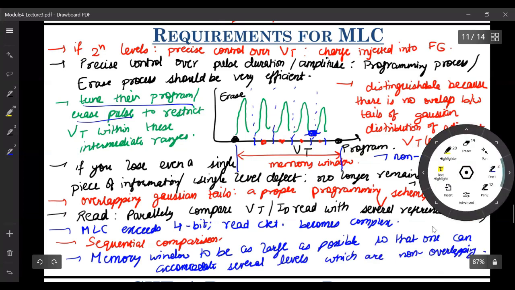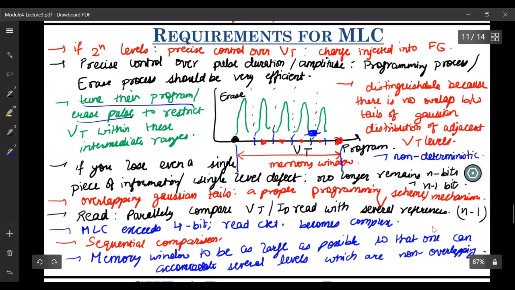So what does this extreme state correspond to? This extreme state corresponds to the maximum number of electrons which the floating gate may hold. And this corresponds to 0 electrons. So the threshold voltage difference between the case when you have the maximum number of electrons in your floating gate and when you have no electrons in your floating gate should be as high as possible to facilitate this multi-level capability.